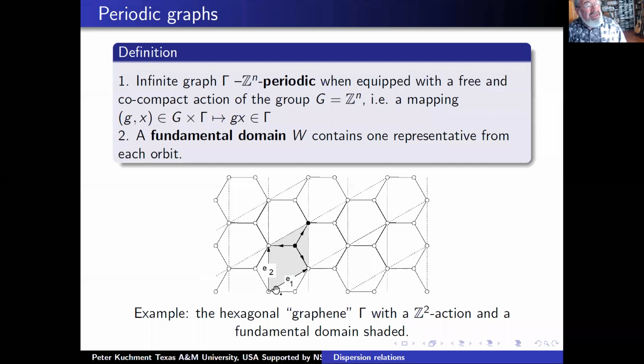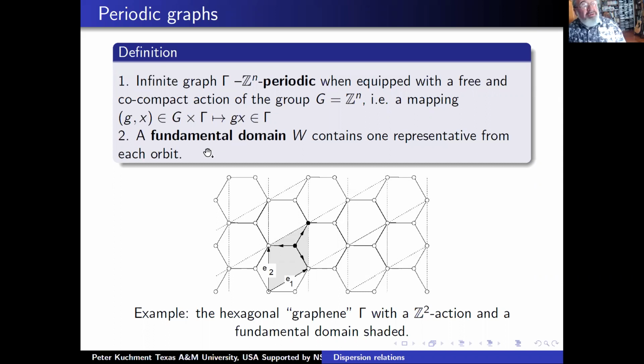So let us have an infinite graph, and we have the integer lattice group acting on it by transformations. The action is free, and we also assume co-compact action. Namely, this means, in the discrete case, that there are only finitely many different orbits. In other words, there is a finite set of vertices such that their shifts by this group cover the whole thing. And the fundamental domain is any such finite set of vertices that uniquely represent each orbit.